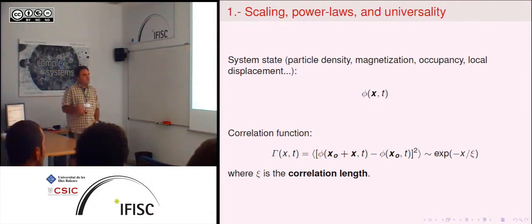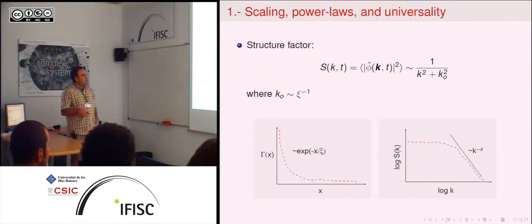And this, in most systems we handle every day, is expected to decay in exponential form, such that above a certain length scale, this correlation function becomes zero. This characteristic length scale is the correlation length.